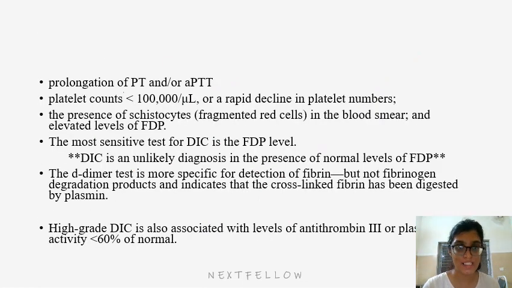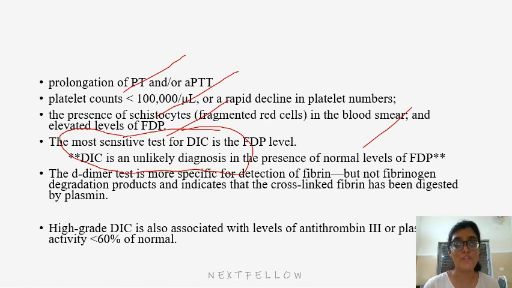There will be prolongation of PT and or APTT, platelet count less than 1 lakh or a rapid decline in platelet numbers, presence of schistocytes in the blood smear, and elevated levels of fibrin degradation products. The most sensitive test for DIC is the FDP level. DIC is an unlikely diagnosis in the presence of a normal FDP. Very important: the D-dimer test is more specific for fibrin but not fibrinogen degradation products and indicates that the cross-linked fibrin has been digested by plasmin. High-grade DIC is also associated with low levels of antithrombin or plasminogen activity.